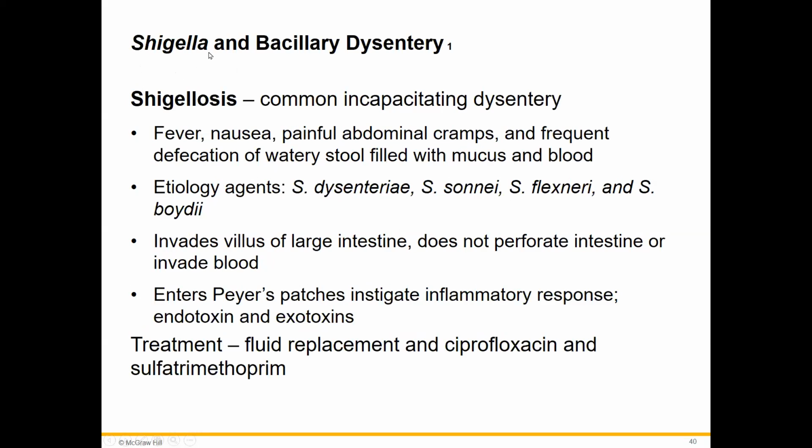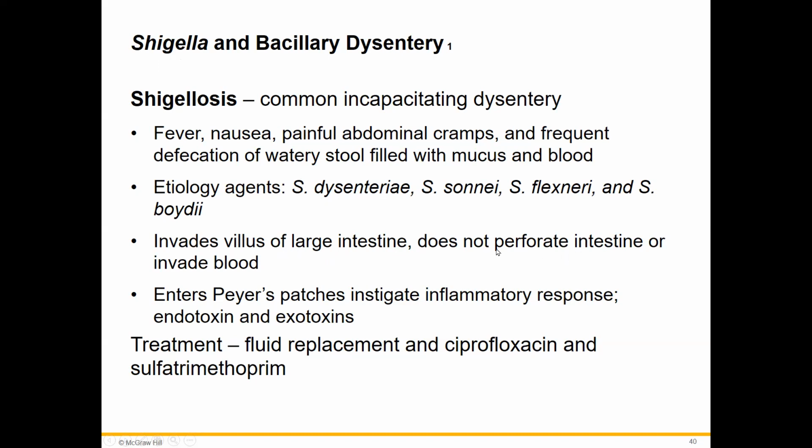Okay. Shigella and bacillary dysentery. Shigellosis is common incapacitating dysentery. It's due to Shiga toxin. We'll see fever, nausea, severe stomach cramps, and watery stool with mucus and blood. Some of the etiological agents, you can see there's lots of different Shigella types, subtypes present. Typically, they won't care about the subtype. They'll just list Shigella. It invades the villus of your large intestine.